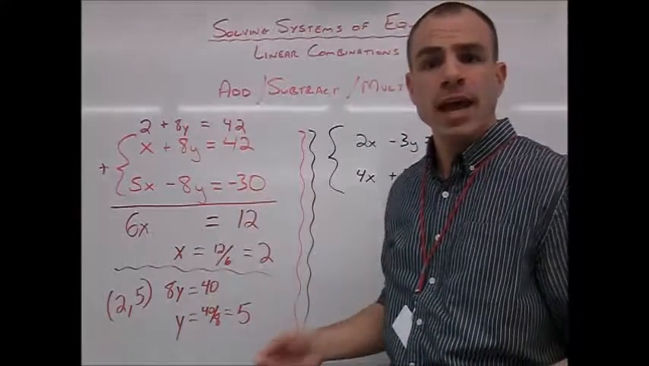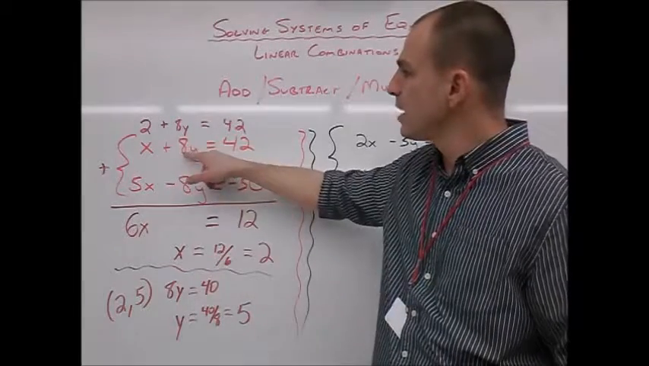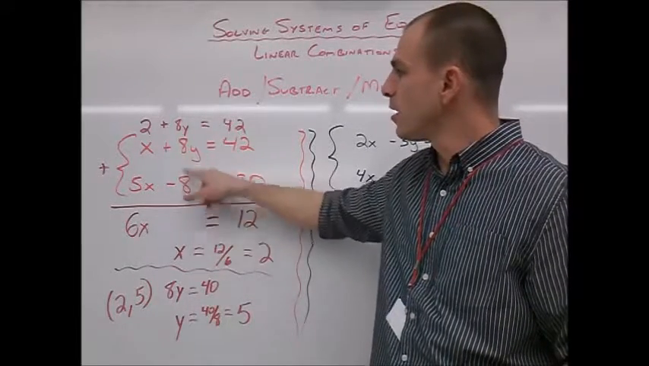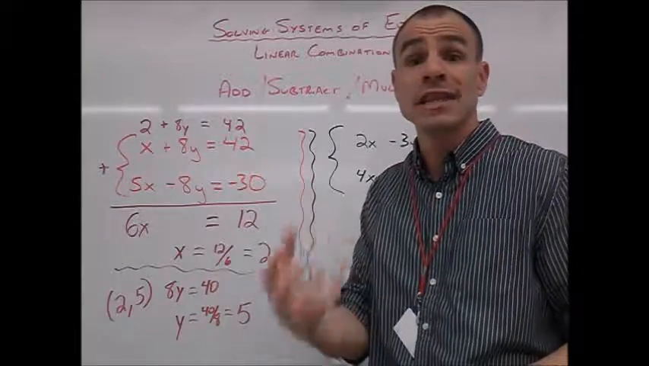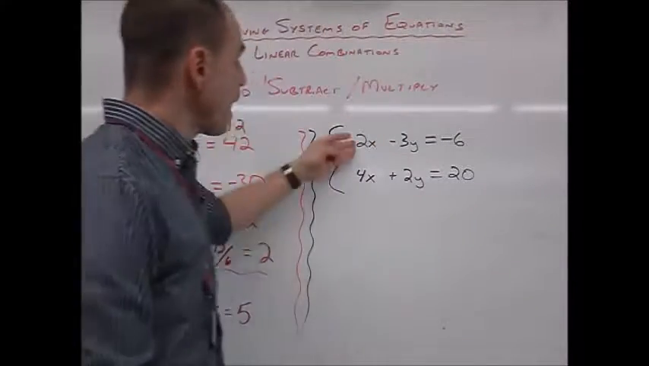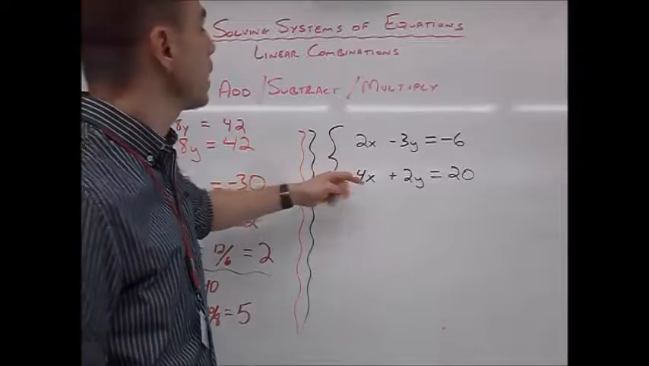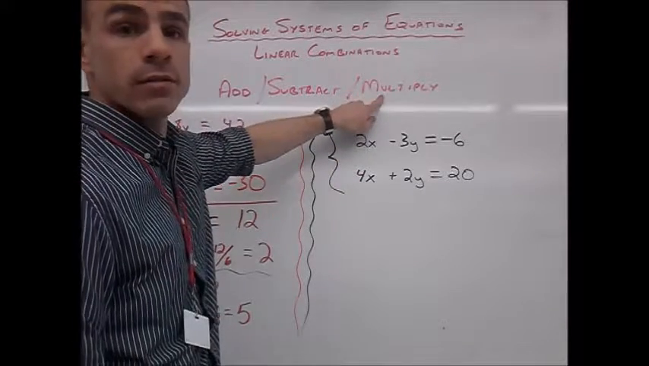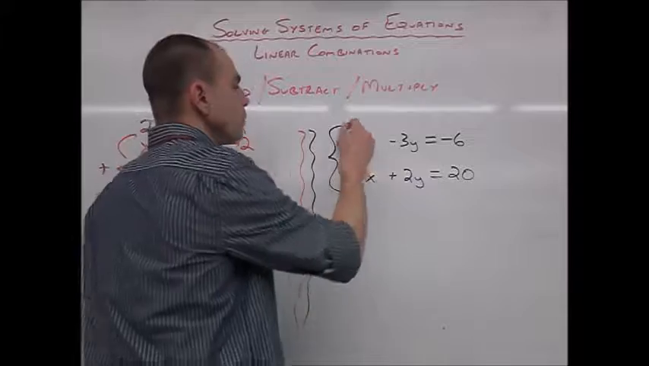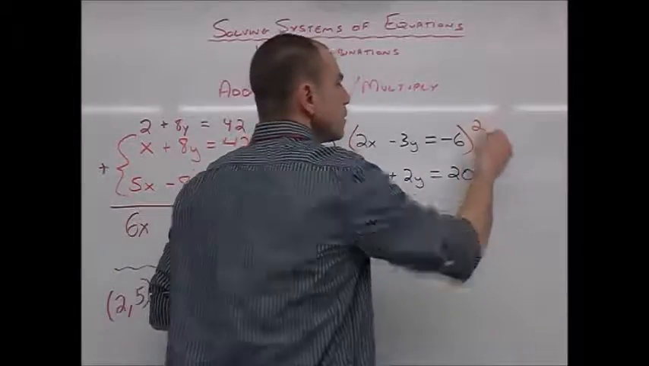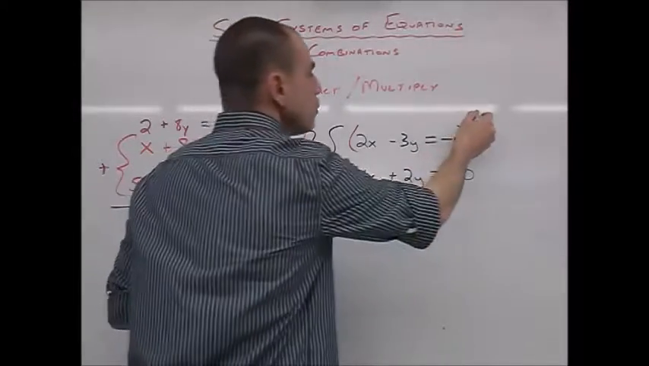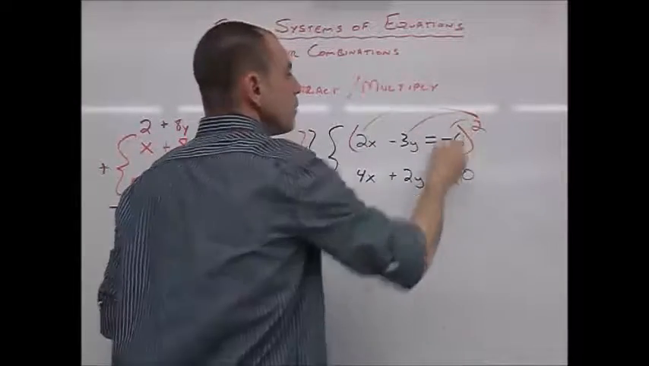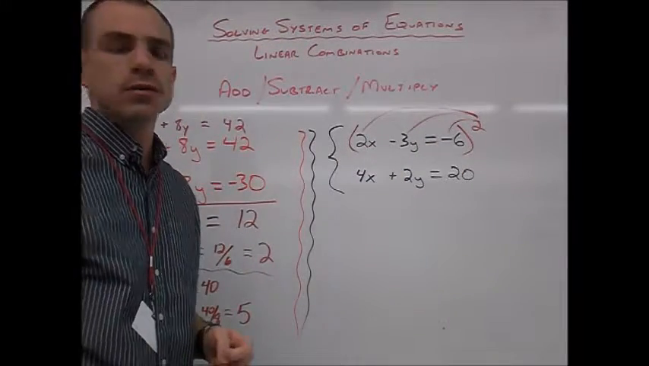In order for that to happen by adding or subtracting, we need the same number in front of x or y. It doesn't matter whether the number is positive or negative, we just need the same number. We don't have that right here, but we can get it by multiplying. Okay? What if we were to multiply everything in the top row by 2. Okay? If we do that, that 2 is in essence being distributed to all three parts of the equation.